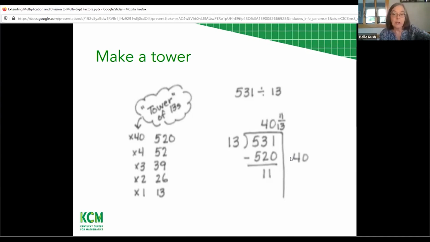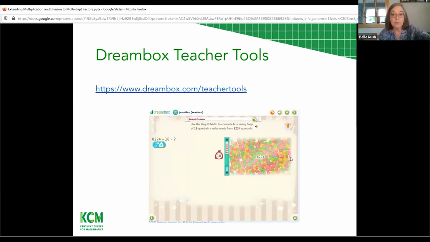The game that goes with that, again, there's Dreambox teacher tools. This game is a gumball machine where they can take out bags or chunks of their divisor. So they could take those chunks out. And if you want to have your kids make that tower of the chunks of 25, so they could figure out how many of the chunks of their divisor to take out. So that game kind of goes along with chunking it out.